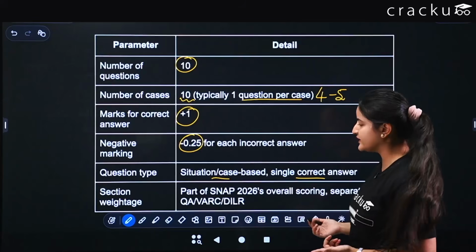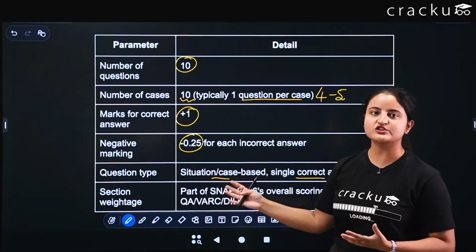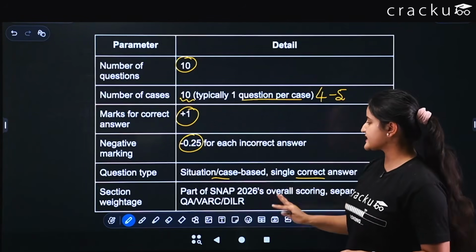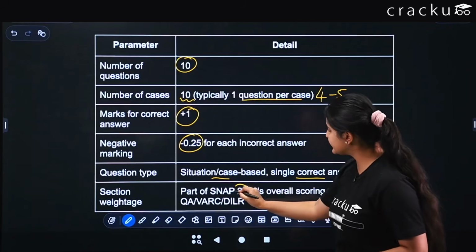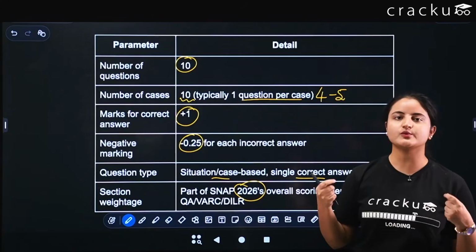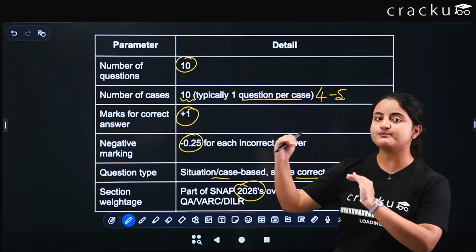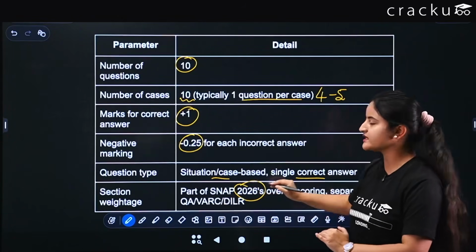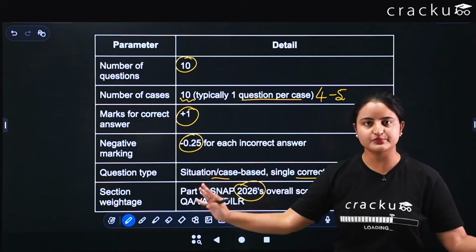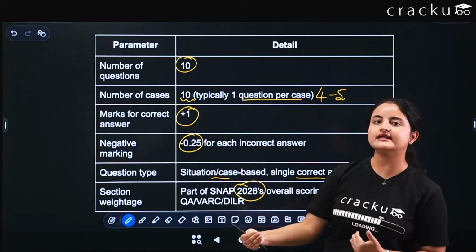That much also we know. Nothing has been changed in this respect. Then section weightage is a part of SNAP 2026 overall scoring and it is separate. It is a separate section from QA, VARC and DILR. This is a separate section, okay? It's not combined in any section.